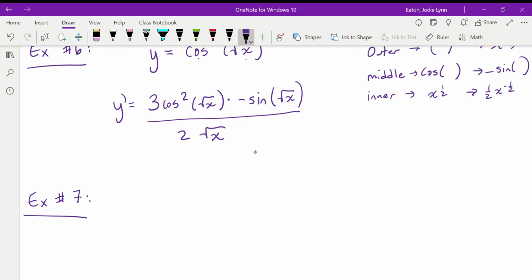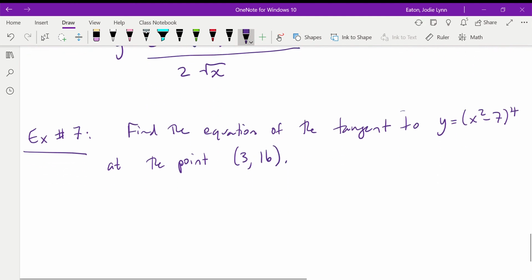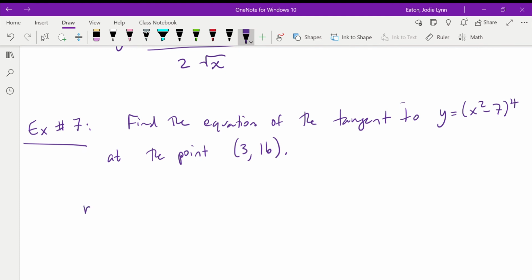Okay, we want to find the equation. Remember, we can still use this to find the equation of the tangent line. That was our whole motivation for derivatives in the beginning. So we're going to find the equation of the tangent to y equals (x squared minus 7) to the power of 4 at the point (3, 16). Okay. So our slope equals y prime evaluated at x equals 3.